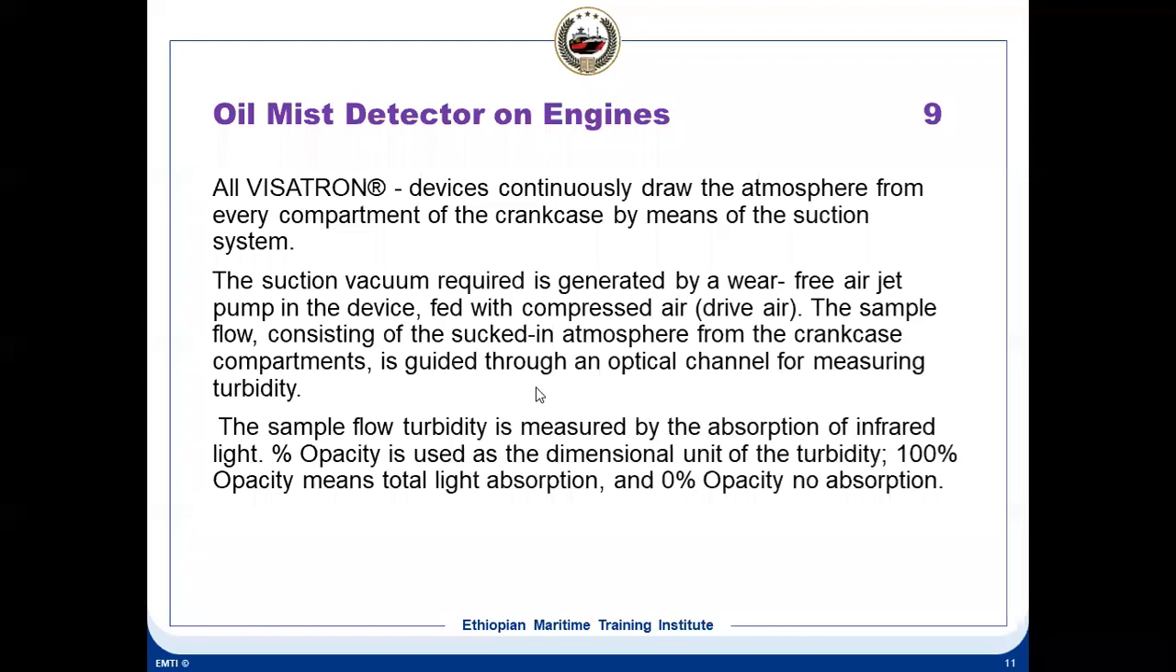The suction vacuum required is generated by a wear-free air jet pump in the device. Fed with compressed air, the sample flow consisting of sucked-in atmosphere from the crankcase compartment is guided through an optical channel for measuring turbidity. Now this one is a vacuum type, so it is always sucking the air. The sample flow turbidity is measured by absorption of infrared light. Opacity is used as the dimensional unit of the turbidity.